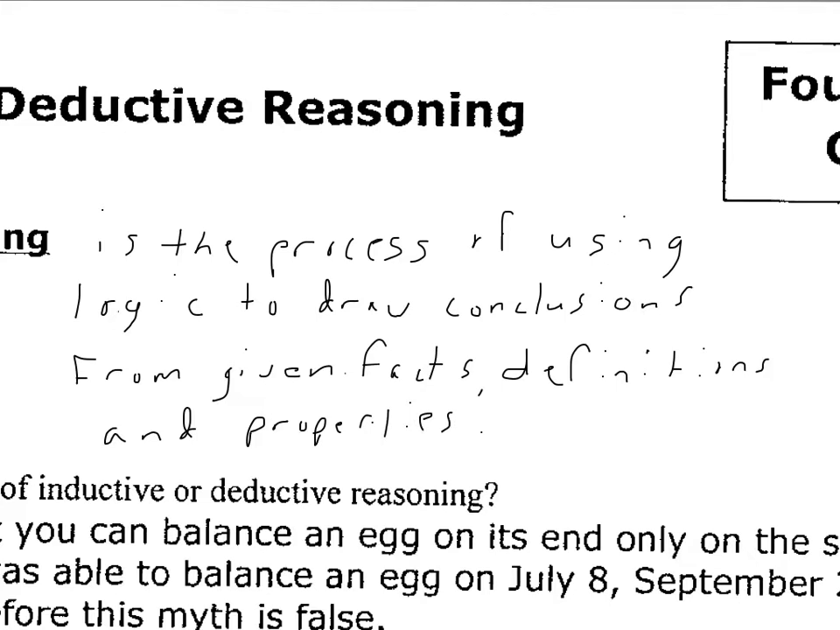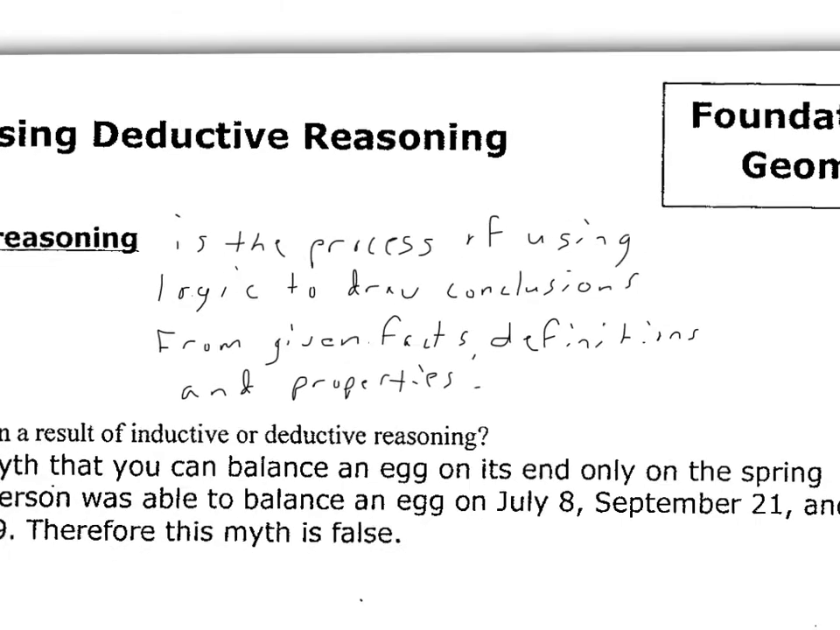Okay, it's the process of using logic to draw conclusions from given facts, definitions, and properties. So basically, to be deductive reasoning, you need to be able to give facts, definitions, and properties to make sure that the statement is true.